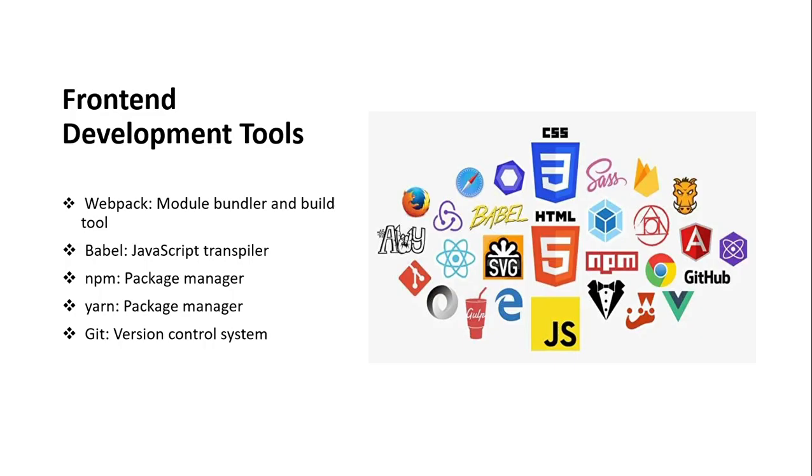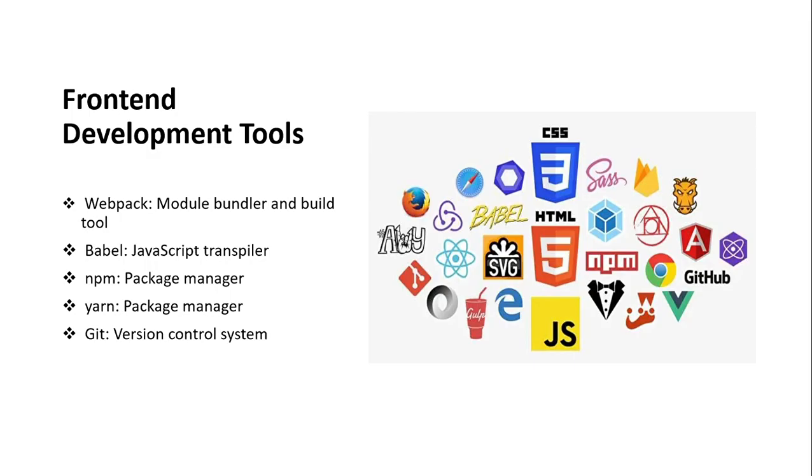So front end development tools: we have Webpack, a module bundler and build tool. We have Babel, a JavaScript transpiler. We have npm, a package manager. We have yarn, a package manager. We have git, a version control system.